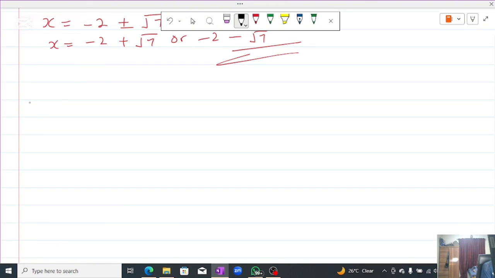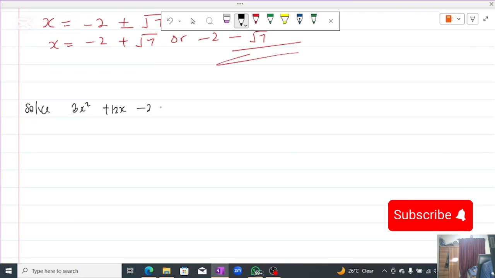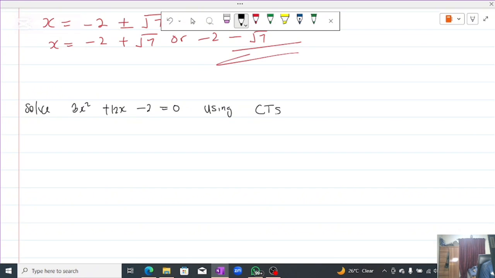We want to look at the second question. Solve 3x squared plus 12x minus 2 equal to 0 using completing the square method.